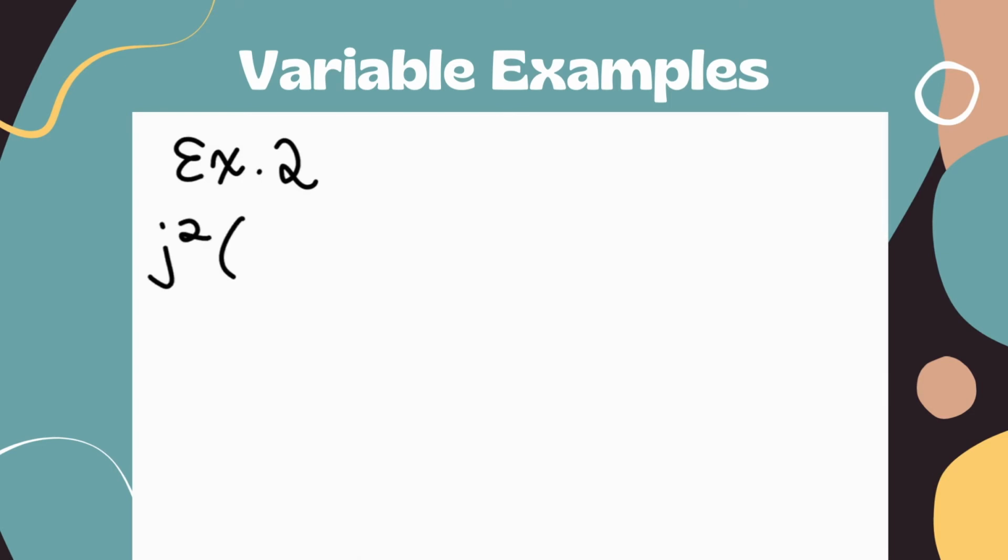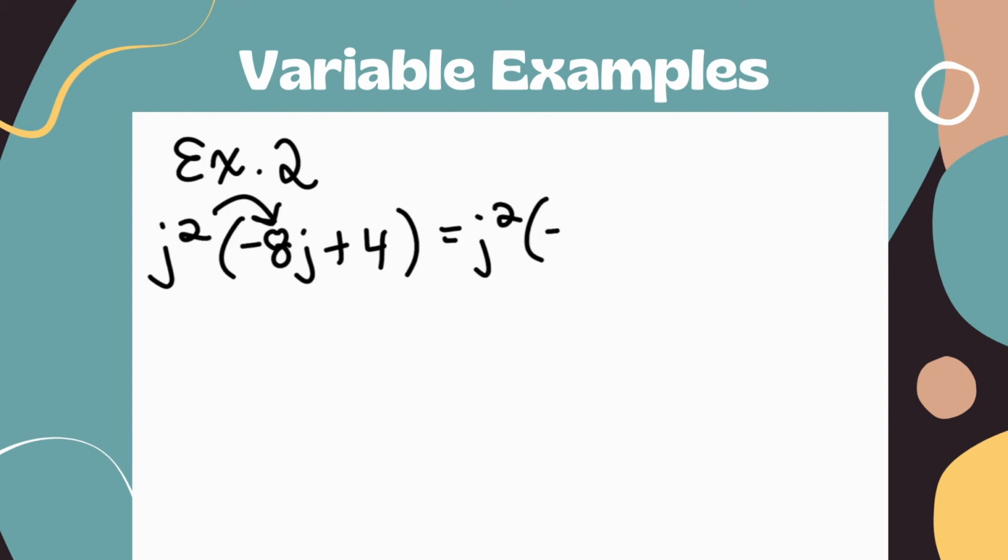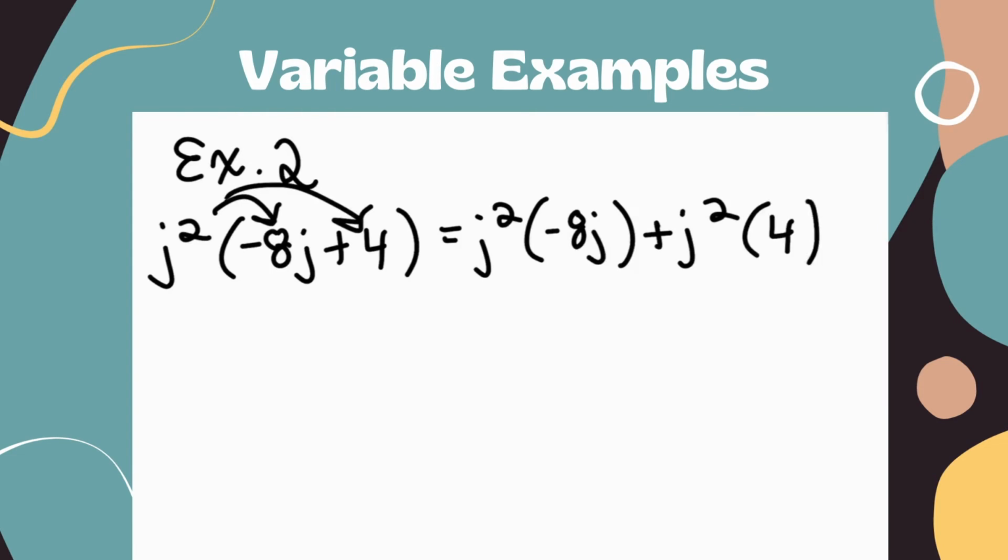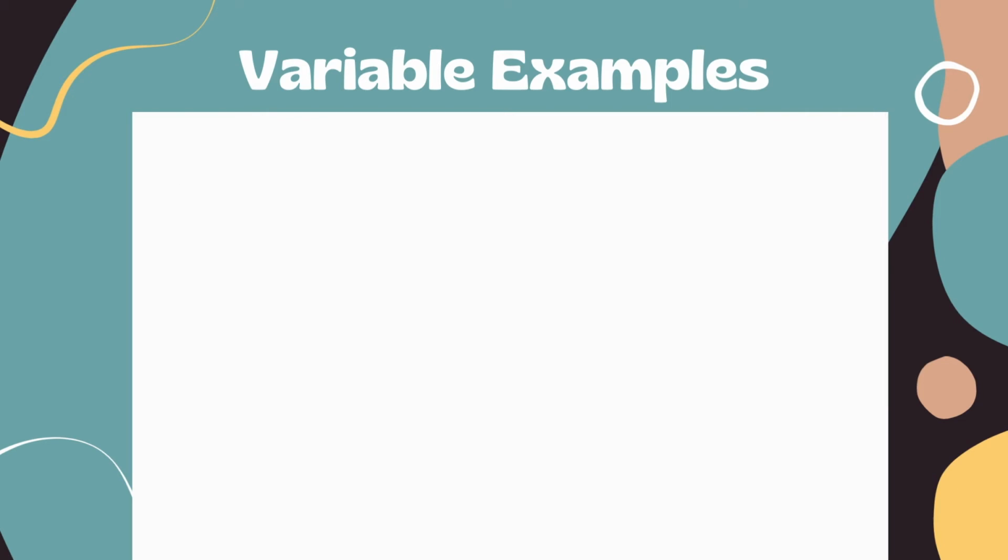In the second example, we have j squared times the quantity of -8j plus 4. So keep the fact that we add exponents when multiplying like bases in mind as we do this problem. We get j squared times -8j plus j squared times 4, which gives us -8j cubed, because we have j to the first power right there, plus 4j squared. And we do like to put the number in front of the variable.